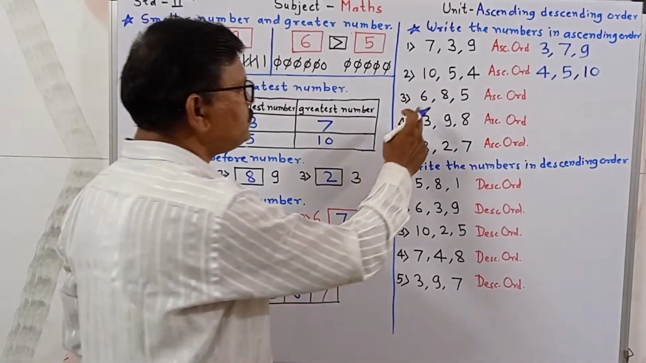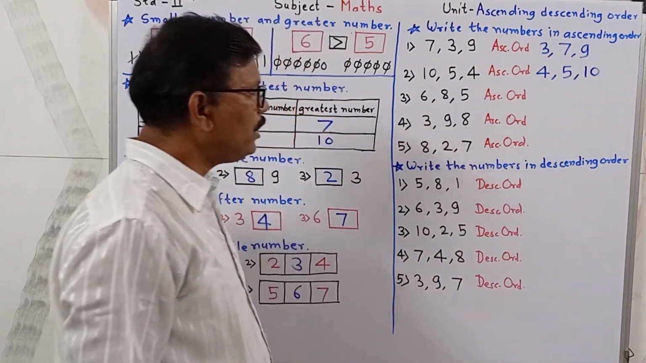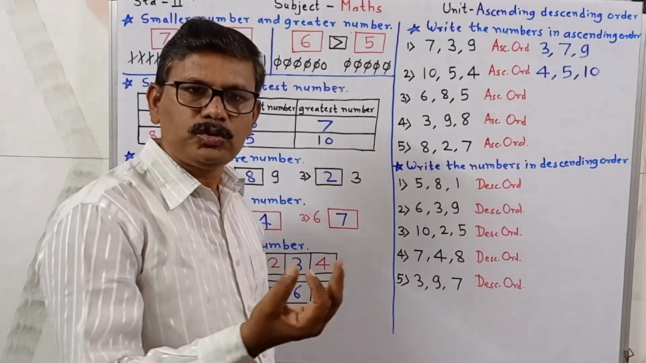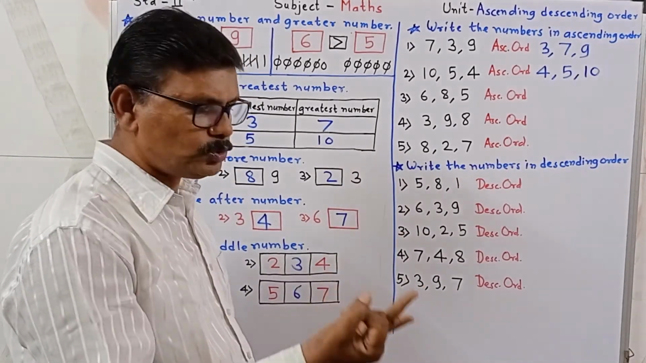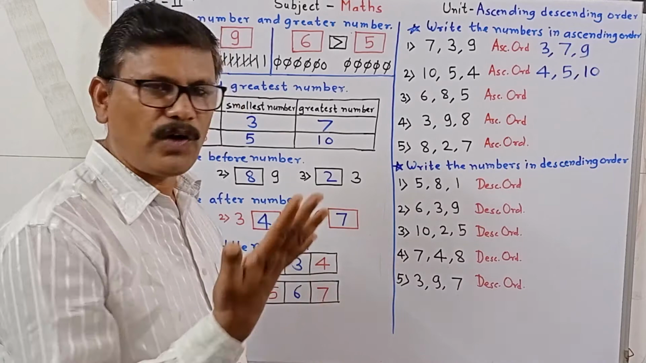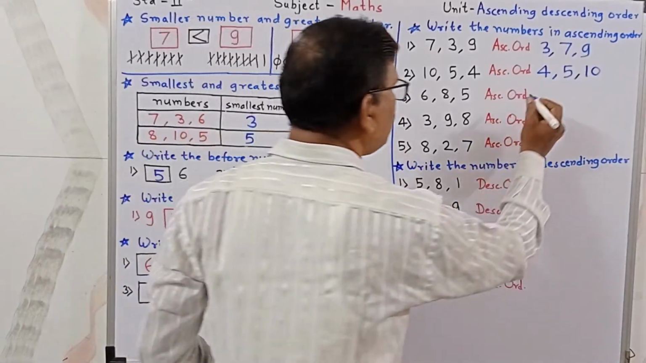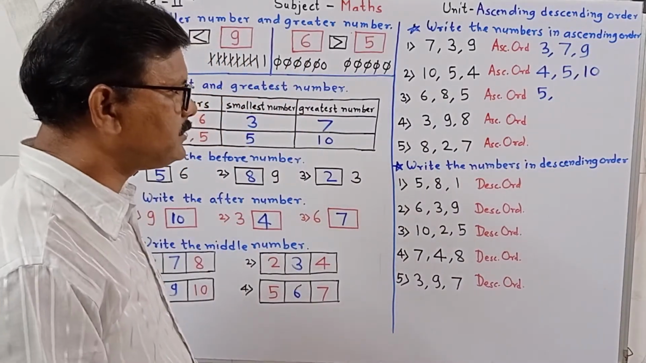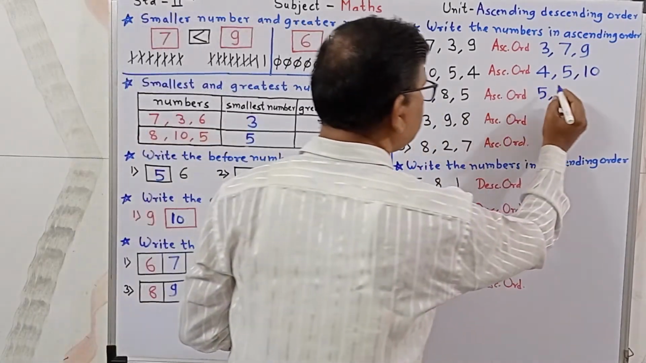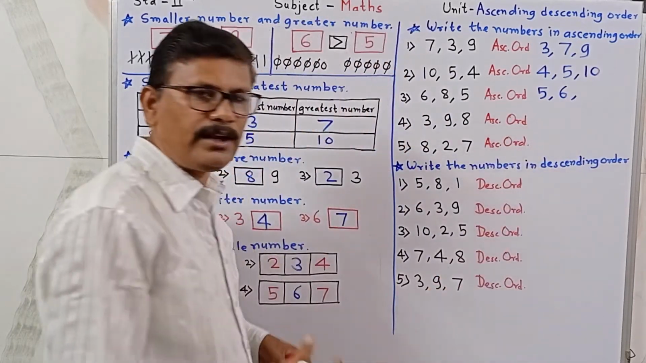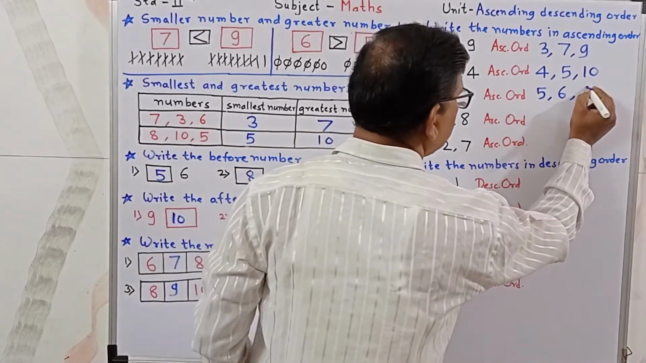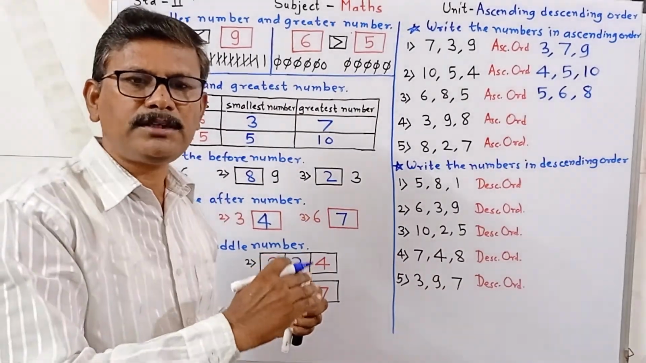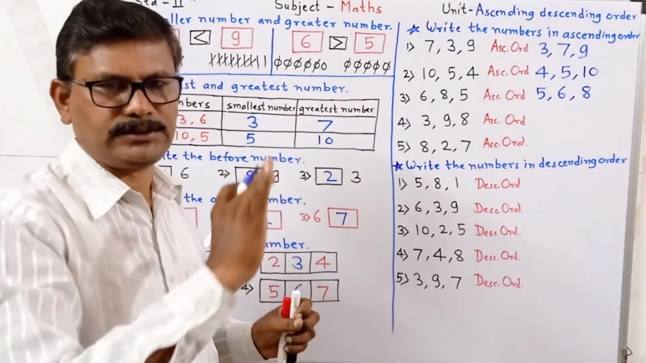Okay. Then 6, 8, 5. How should we write? By counting. 1, 2, 3, 4, 5. So 5 is the smallest number. So write here the smallest number 5. Then 6. Here is 6. Then 7, 8. 8 is the greatest number. Ascending order means to write the numbers from smallest to greatest.